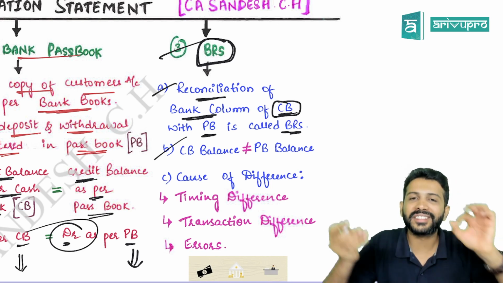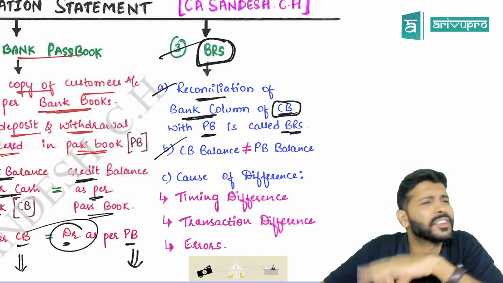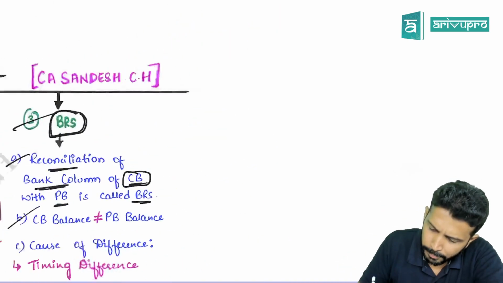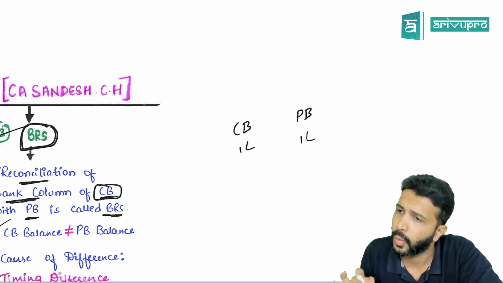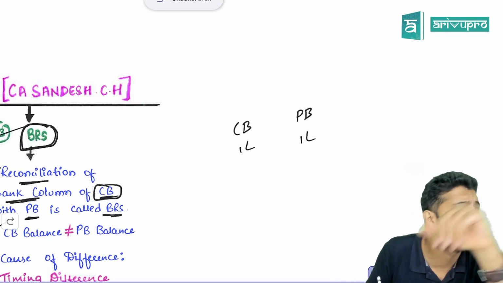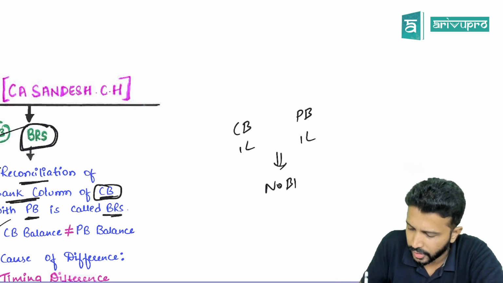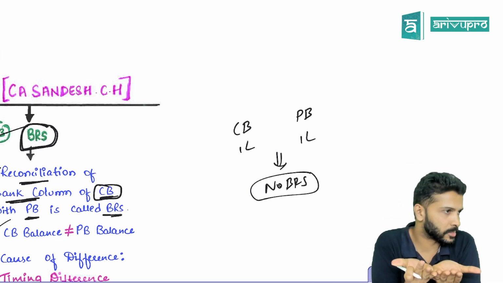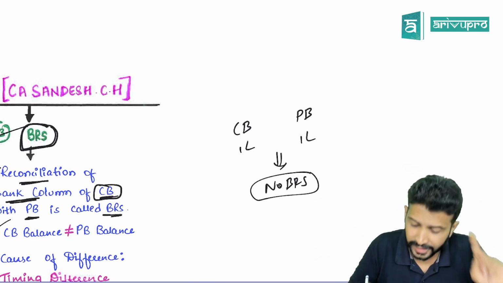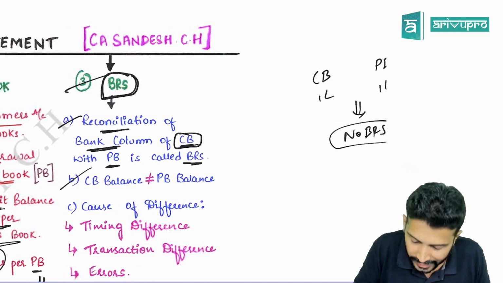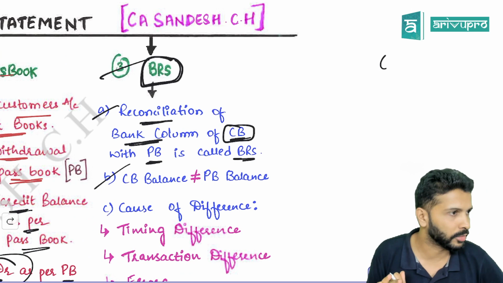Now, why is this BRS required? See, BRS is a matching activity. If something is already matching, is BRS required? Let's say cash book is showing a balance of 1 lakh, and passbook is also showing a balance of 1 lakh. Is a matching activity required, or is it already matched? It's already matched. So in this case, do we need BRS or no BRS required? If it is already matching, BRS is not required. BRS is only required if cash book balance and passbook balance do not match, meaning there is a difference. Are we okay?